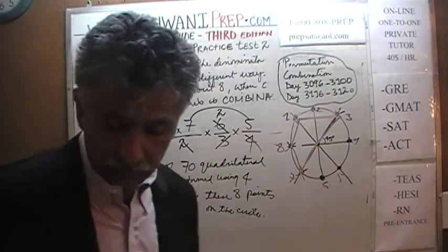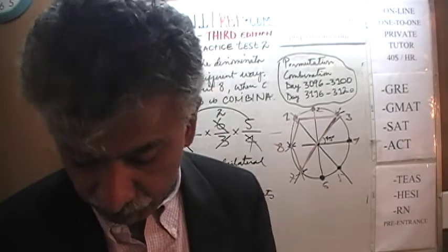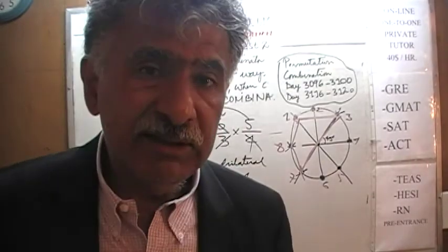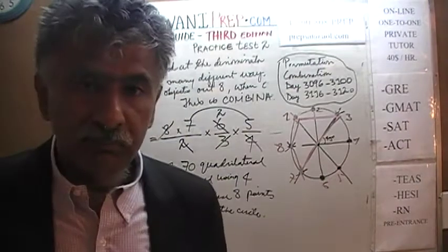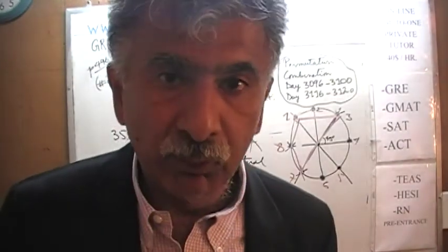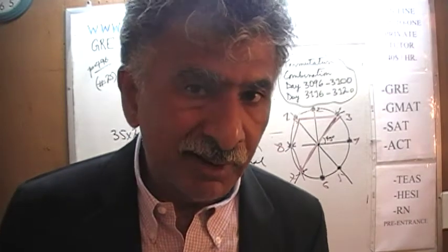That's a quadrilateral. Quadrilateral simply means four-sided picture. It's not a square, it's a four-sided picture. And there are 70 possible four-sided pictures you can form in this circle by using any 4 of these 8 points. We're done with the numerator. We're done with the denominator.